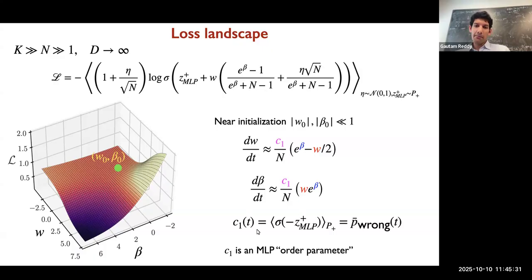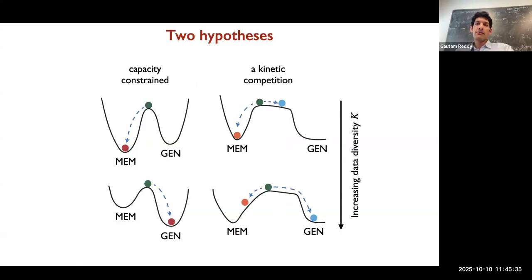Okay. So long story short, we came into this problem with two hypotheses. You want to characterize this transition as you tune the amount of data in your data set, you see generalization versus memorization, and there are two possibilities. One possibility is that your model is capacity constrained, in the sense that if you give it too much data, it doesn't have the capacity to memorize all the data, so it's going to generalize.